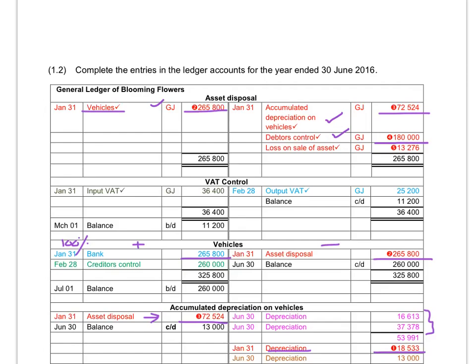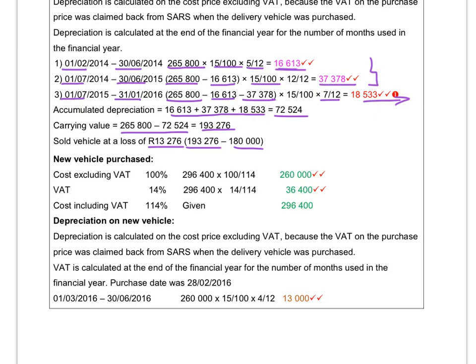So we will balance our asset disposal account, and that will give us the loss that we made of 13,276. And that will be recorded on the debit side of the loss on sale of asset account. So we've done all 5 the steps of asset disposal now. And the next step that we will do is to record the purchase of the new vehicle.